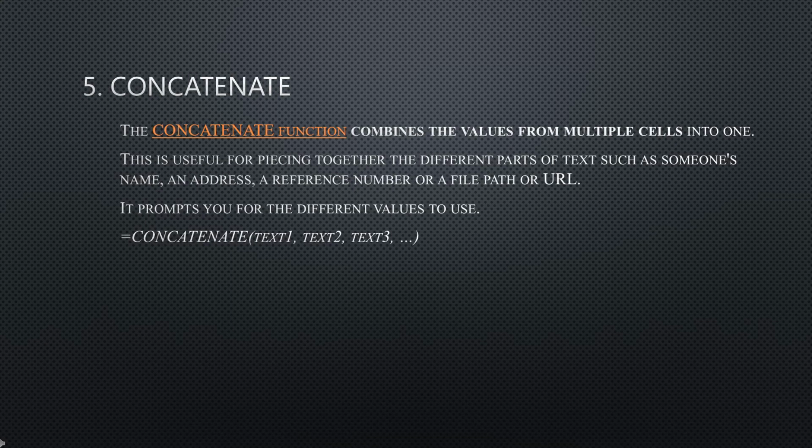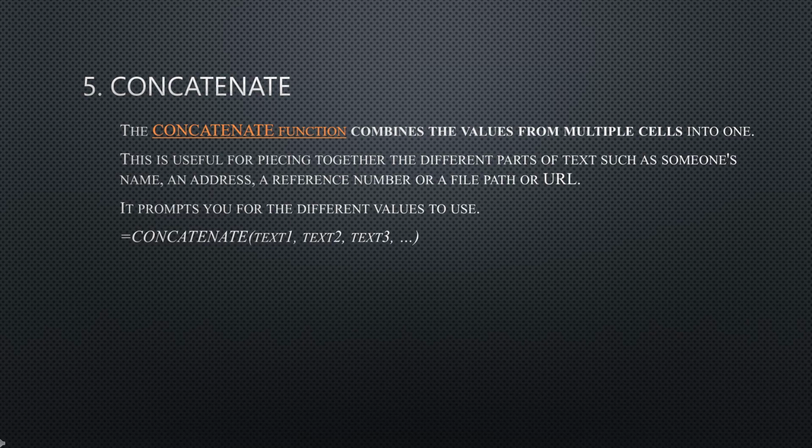Now let's talk about another function named CONCATENATE. The CONCATENATE function combines values from multiple cells into one. This is useful for piecing together the different parts of text, such as someone's name, an address, a reference number, or a file path or URL. It prompts you for the different values to use. The equation is CONCATENATE(text1, text2, text3, etc.).